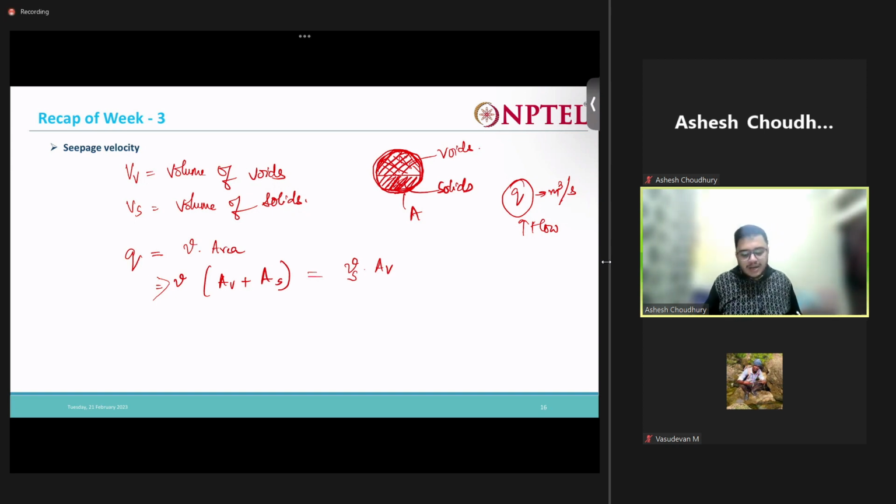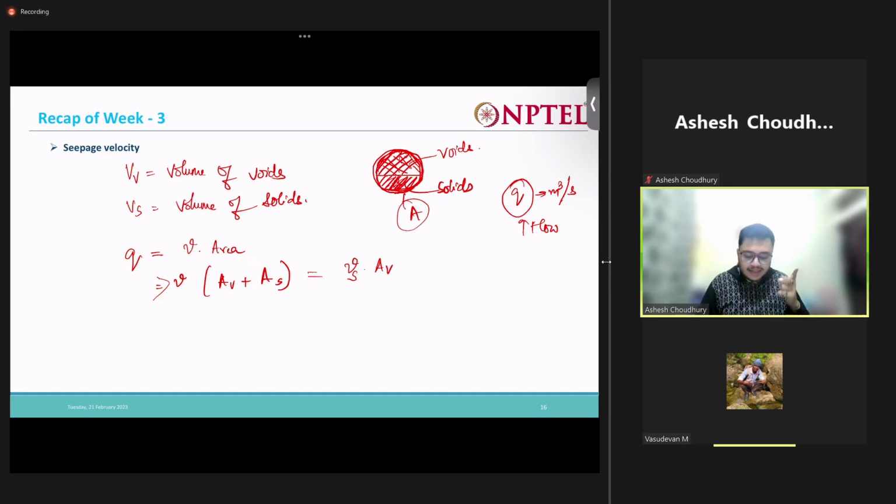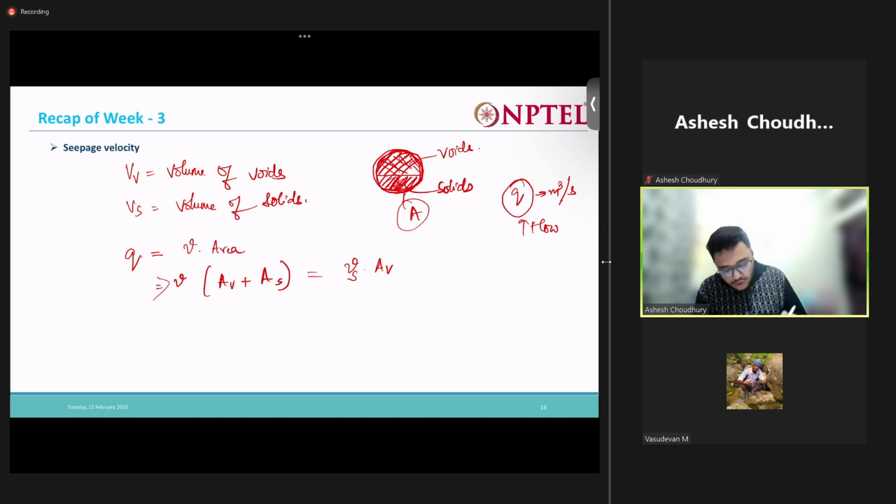Not through the soil solids, but we are taking the total area, and this is actually not true, right? We are averaging the area, taking the total area, but the actual flow is occurring only through the voids. And the flow of water, if you consider the flow only through the voids, that is known as this Vs, the superficial velocity.